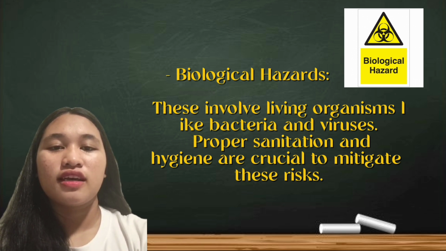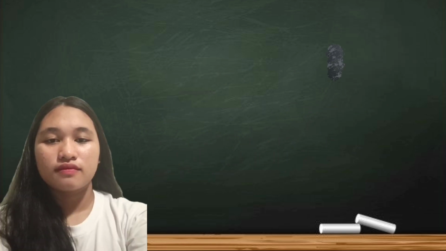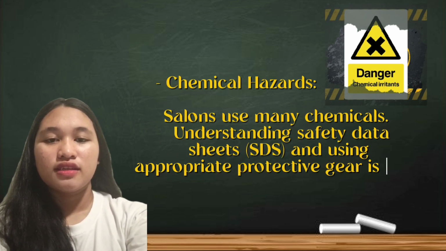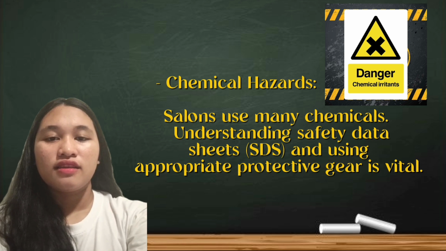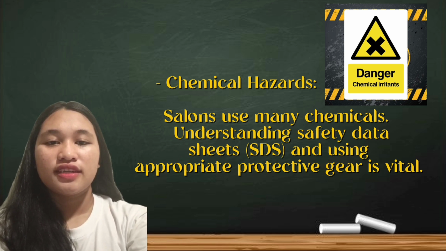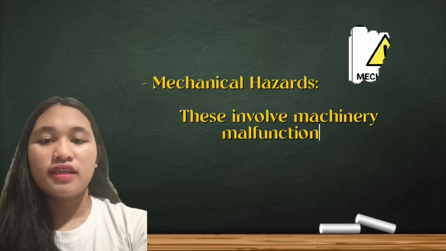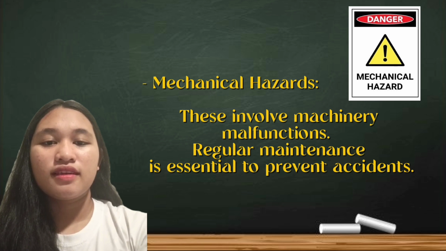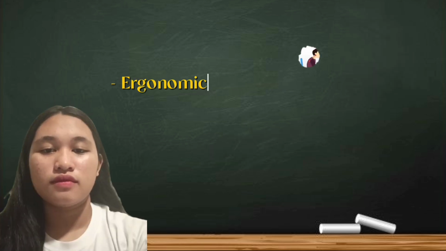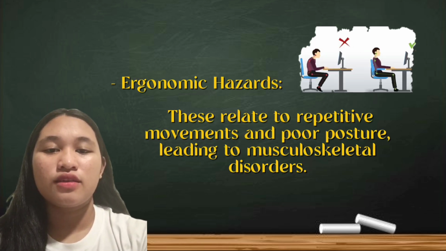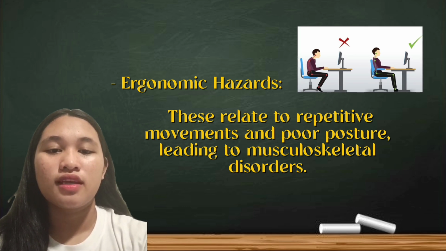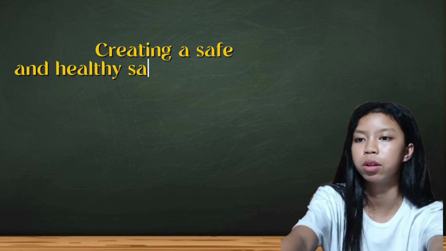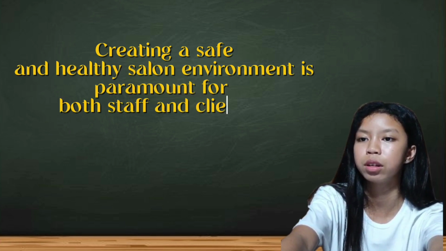Proper sanitation and hygiene are crucial to mitigate this risk. Chemical hazards. Salons use many chemicals. Understanding safety data sheets, or SDS, and using appropriate protective gear is vital. Mechanical hazards. These involve machinery malfunctions. Regular maintenance is essential to prevent accidents. Ergonomic hazards. These relate to repetitive movements and poor postures, leading to musculoskeletal disorders. Creating a safe and healthy salon environment is paramount for both staff and clients.